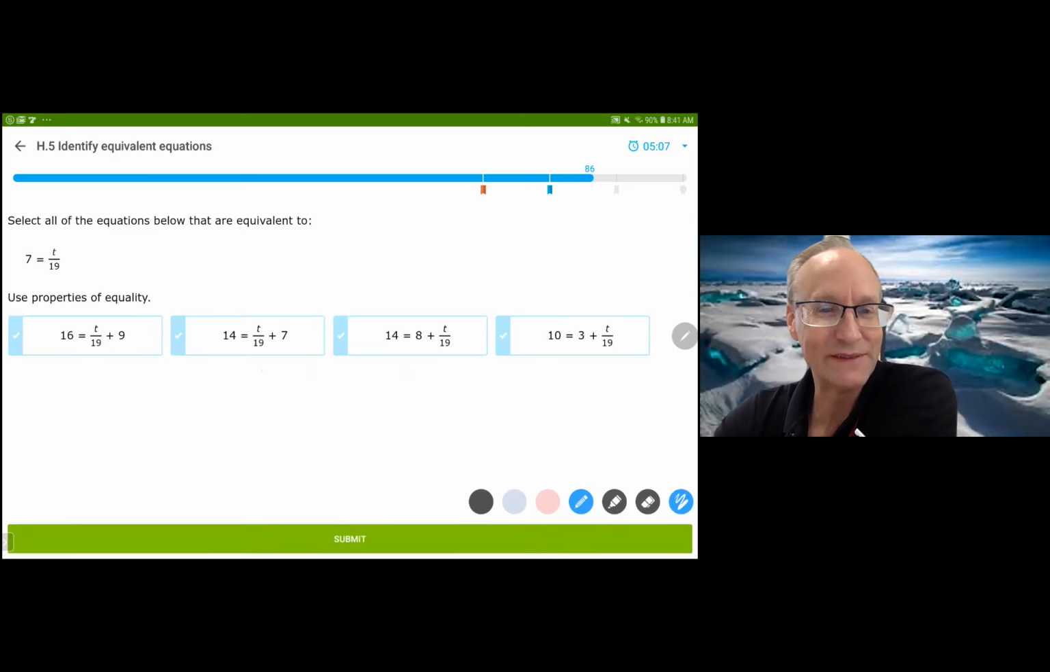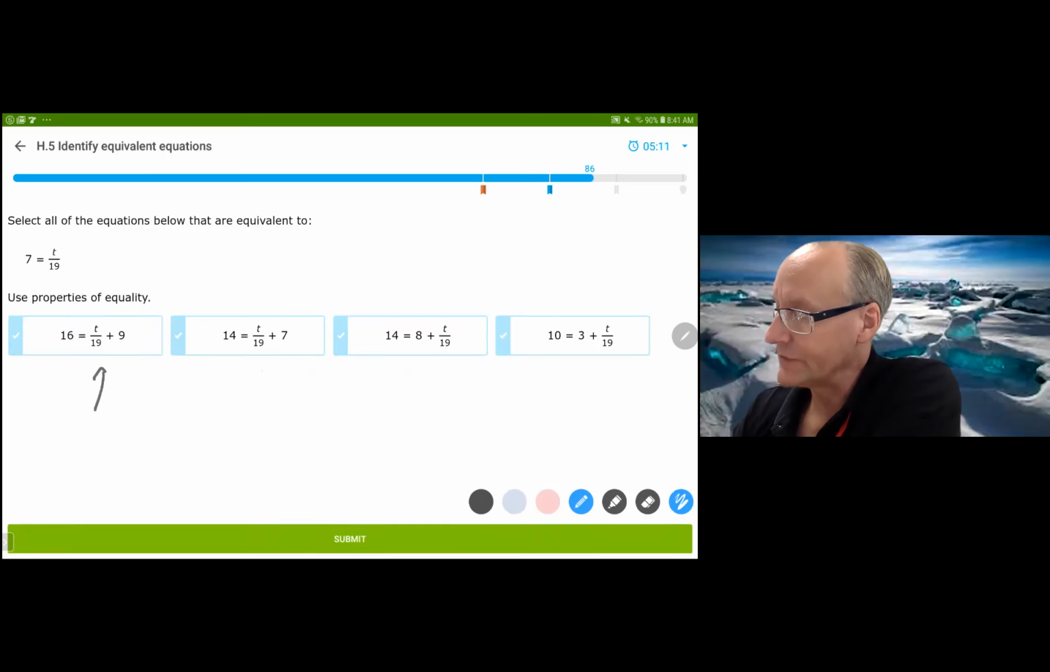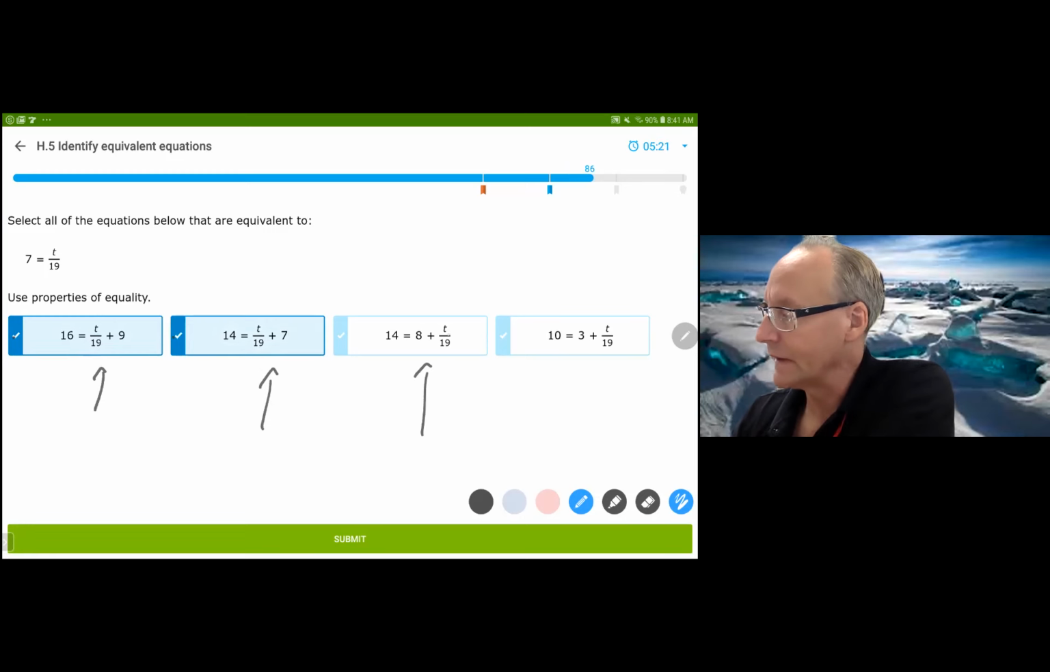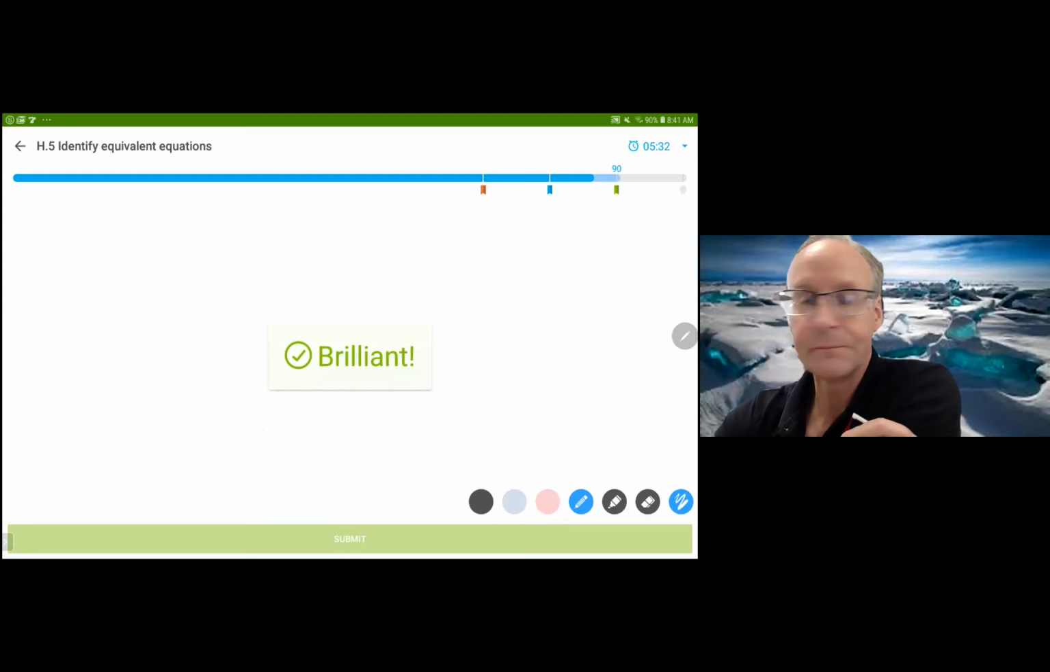Let's see if I don't make a mistake on this one. All right, on the first one, we added 9 to the right, and we also added 9 to the left. We added 7 to both sides. Did we add 8 to both sides? Let's see, no. It would have been 15 over here. On the last one, we added 3 to both sides, so we only get those 3.